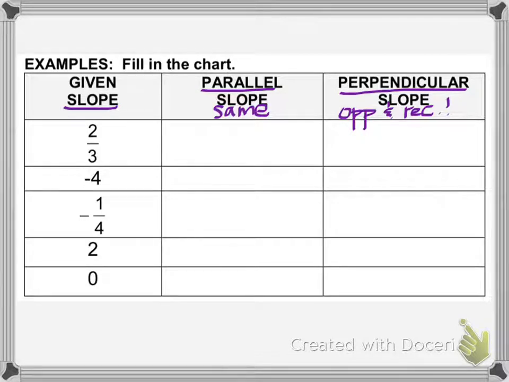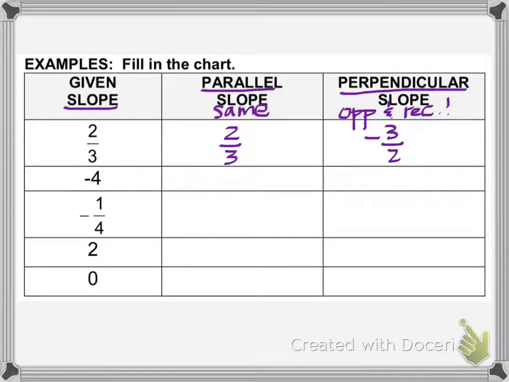So for the given slopes, if my given slope is 2/3 and I want to write a line that's parallel to it, I'm going to use the exact same slope of 2/3. Okay, but if I want to make a line that's perpendicular to it, I'm going to do the opposite, so it's now going to be negative, and I'm going to flip it. So I'm going to have the 3 on the top and the 2 on the bottom. You've got to have both.